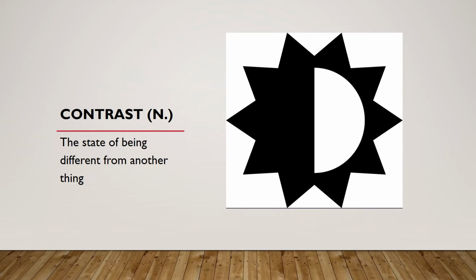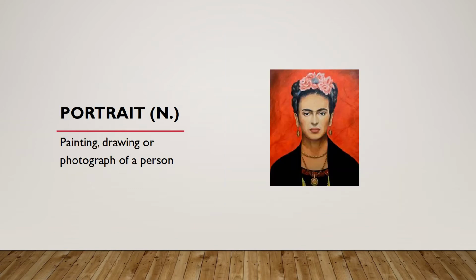Contrast. Contrast is a noun which means the state of being different from another thing. For example, there is a contrast here in this picture between light and darkness. They are different from one another. Contrast. Portrait. Portrait is a noun which means a painting, drawing, or photograph of a person. So is a portrait a painting of a landscape or of a person? It's a painting of a person. For example, we have here a portrait of a person of Frida Kahlo. Portrait.